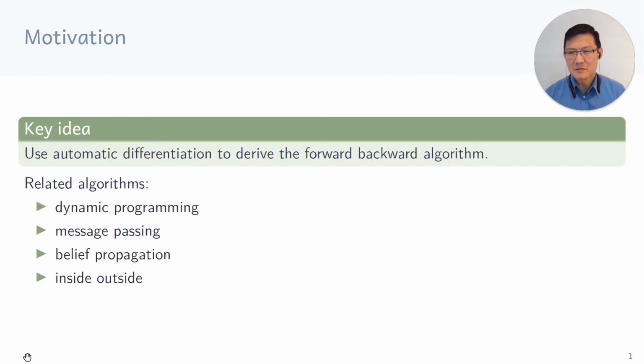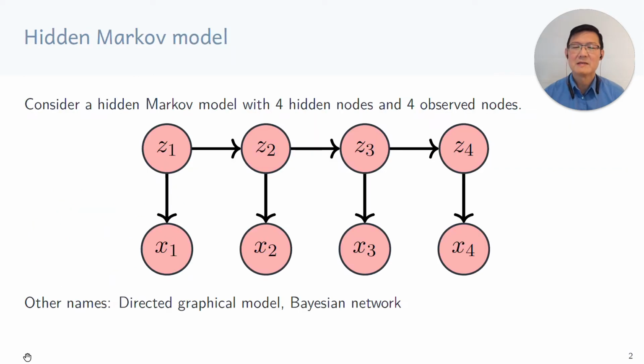The key idea we'll see today is to use automatic differentiation to derive the forward-backward algorithm. And this is, of course, related to different algorithms such as dynamic programming, message passing, belief propagation, and inside-outside.